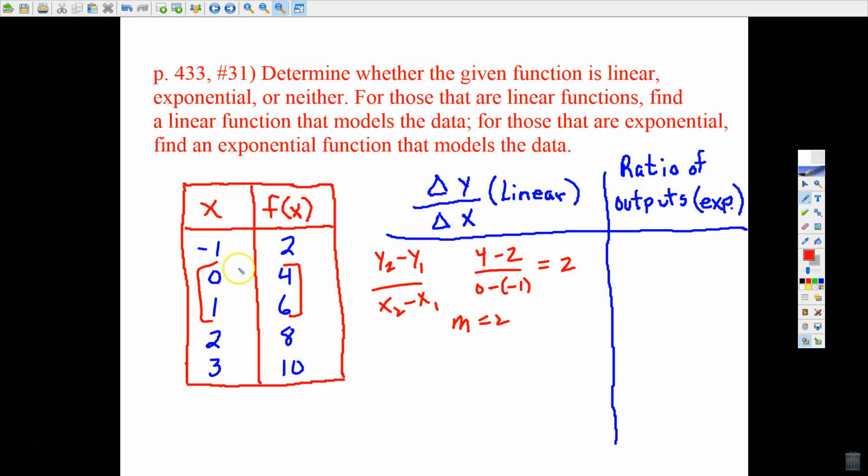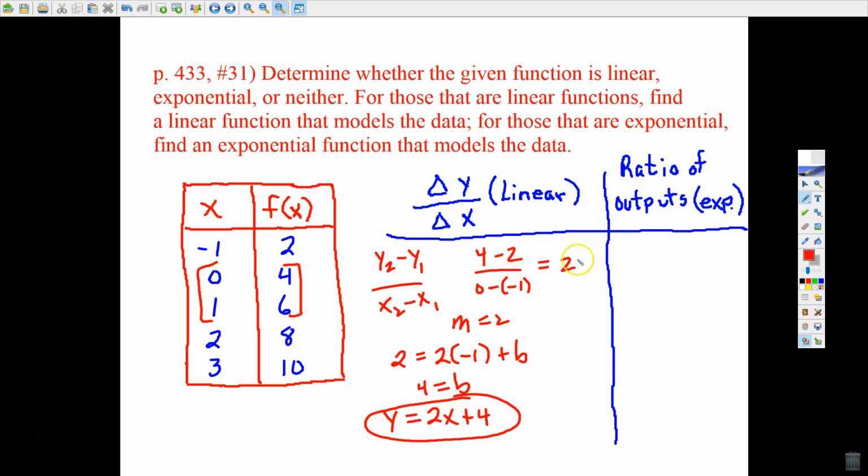And now I'm going to use one of these ordered pairs. It doesn't matter which, to come up with the equation. So maybe just take this top one. y equals mx plus b. Solve for b. b is 4. So my final answer here is going to be y equals 2x plus 4. All right, so that helps you hopefully with these first few problems.